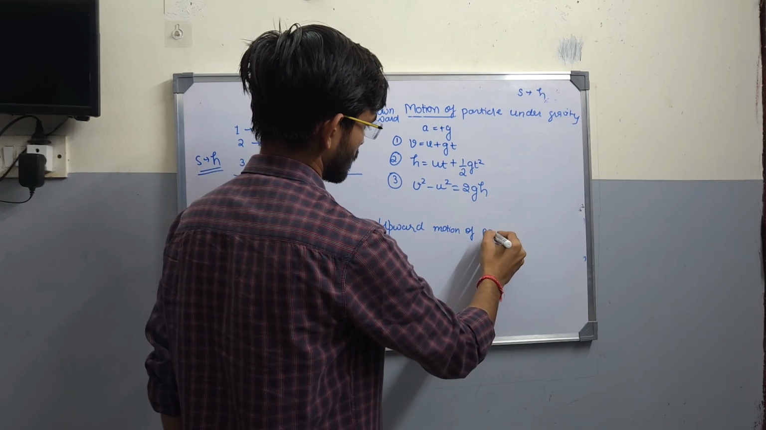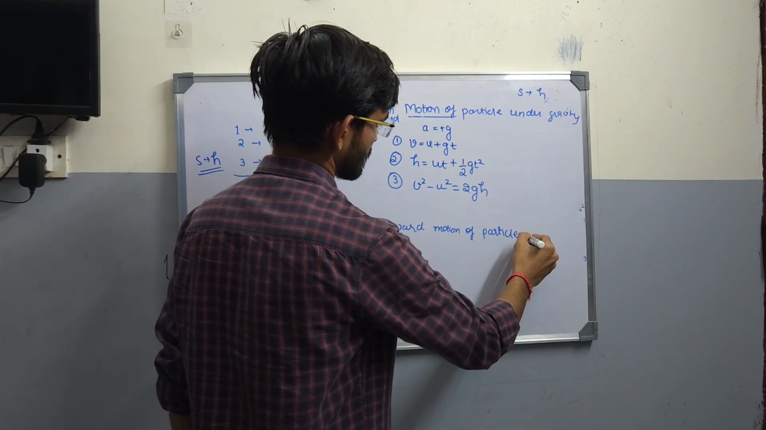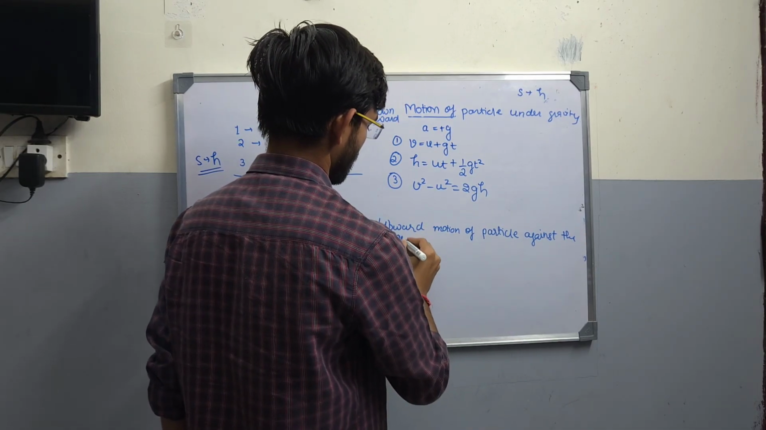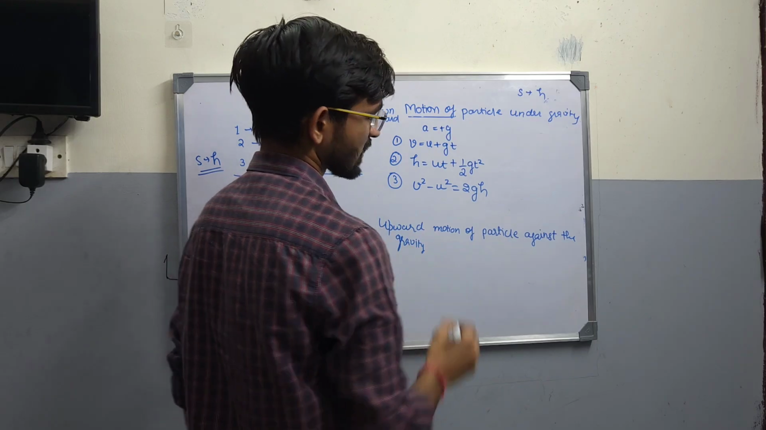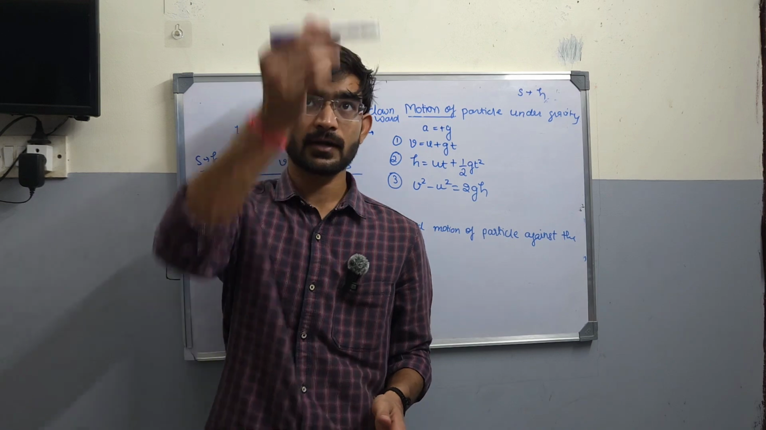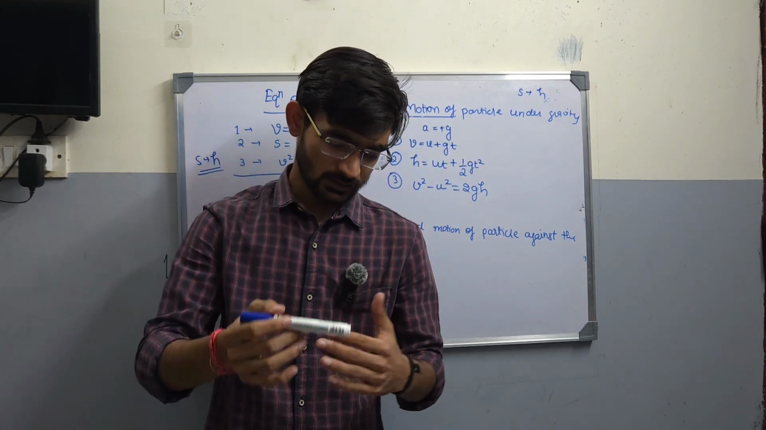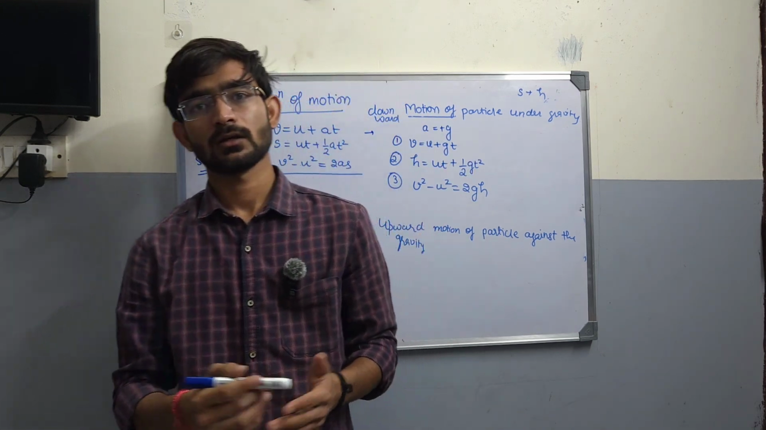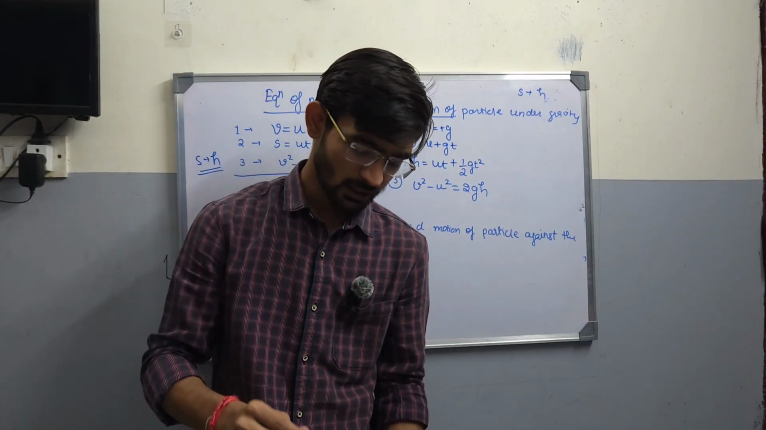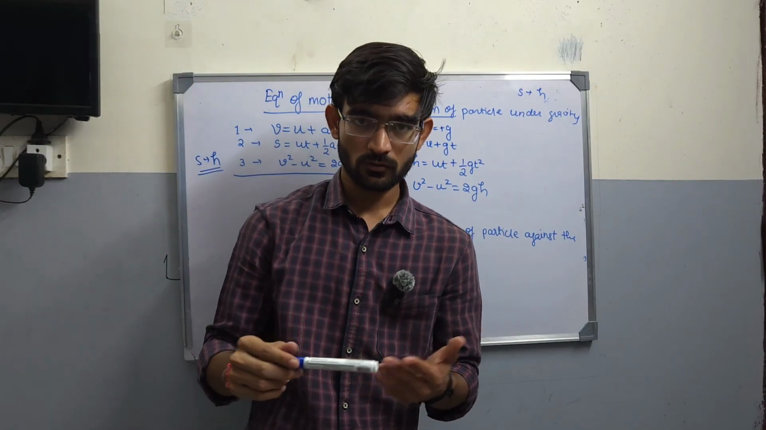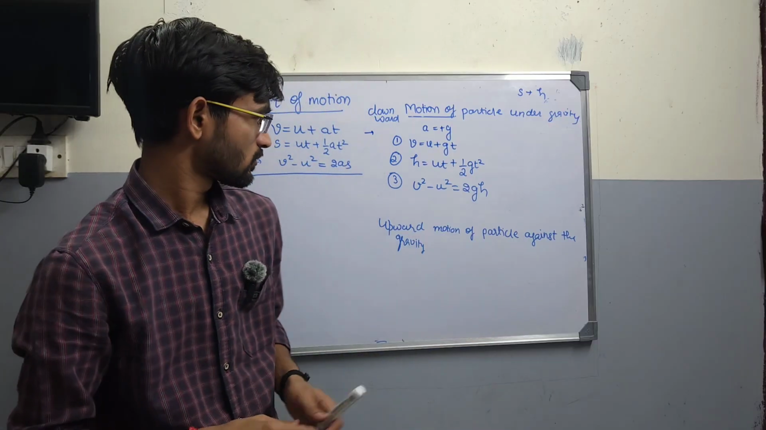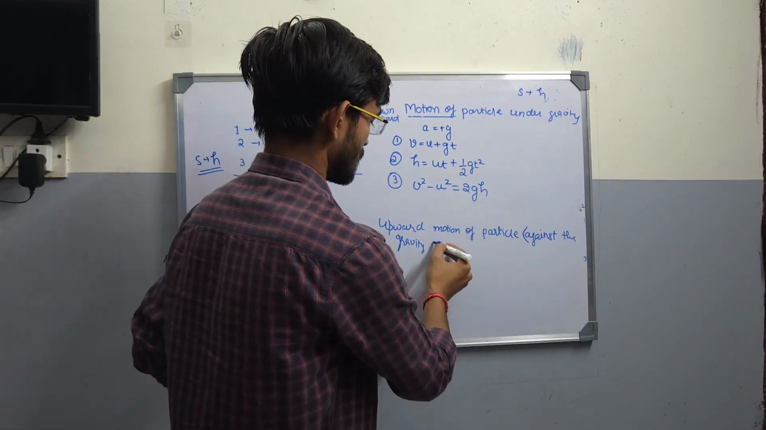Now we will see upward motion of particle against the gravity. Why against the gravity? Suppose you are throwing something in upward direction and gravity will act in downward direction. So gravity is trying to take this marker in downward direction, but it is going upward. So gravitational force is resisting its upward motion. That's why I'm writing against the gravity.